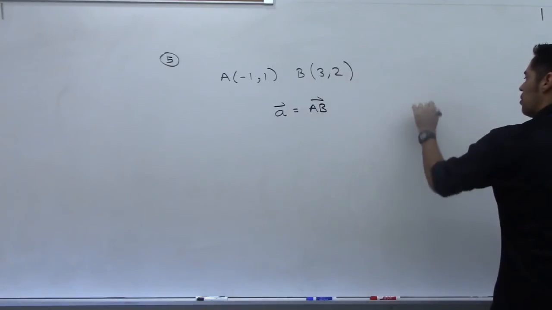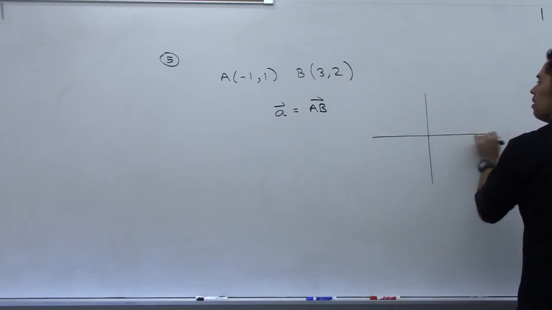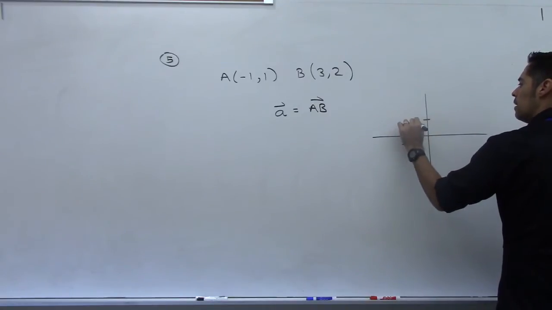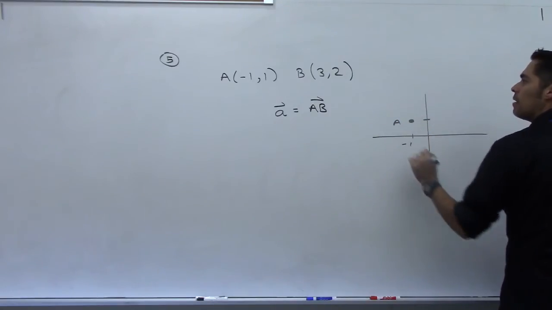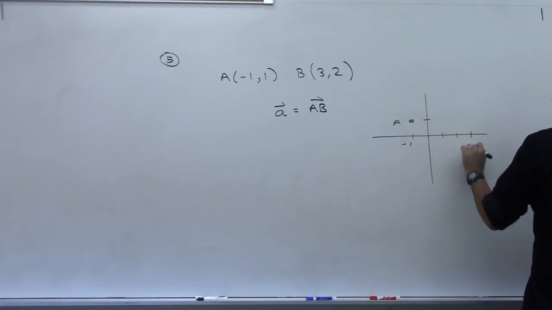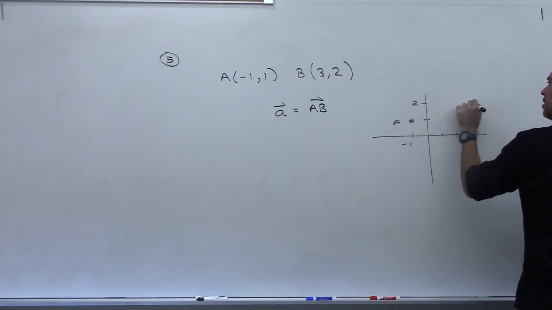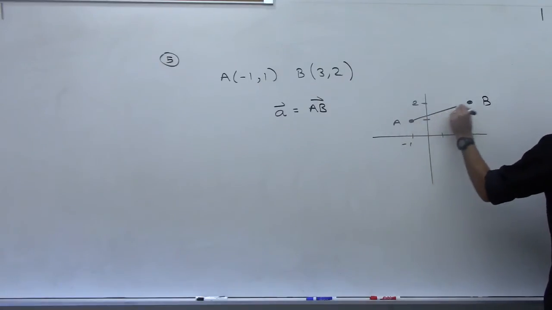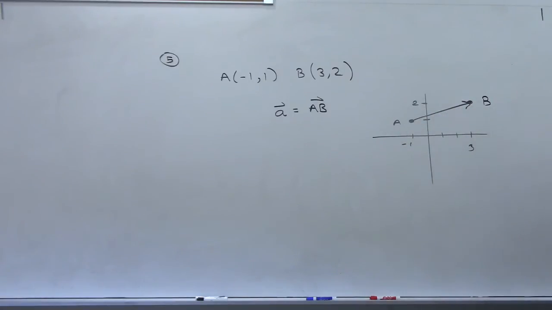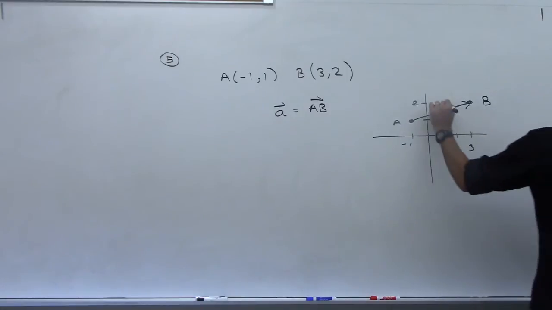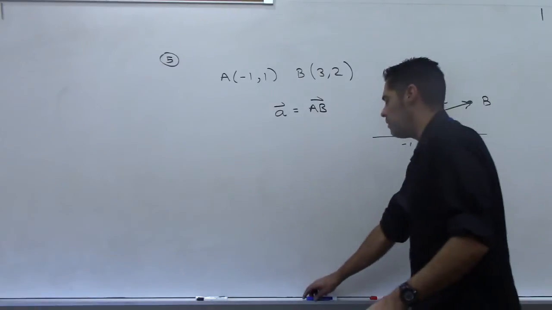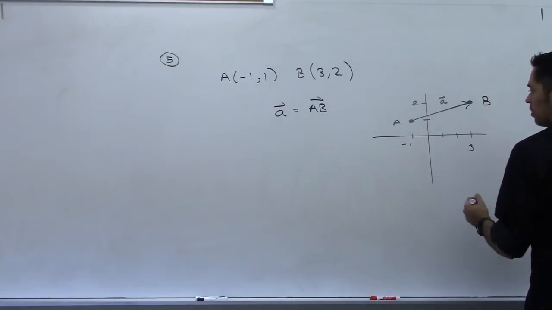This is two-dimensional, so this should be pretty easy to draw. Negative 1, 1 is point A. 3, 2 is point B. So the vector from A to B goes like this, and we'll call that little a. Then they want you to draw it again, but reorient everything so that it's moved to the origin.